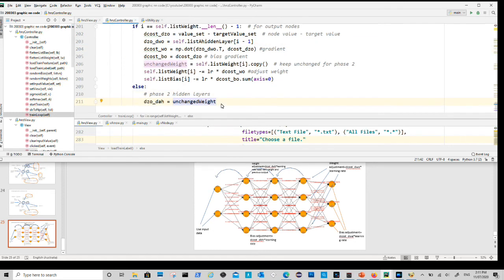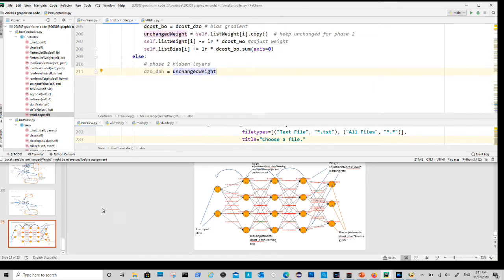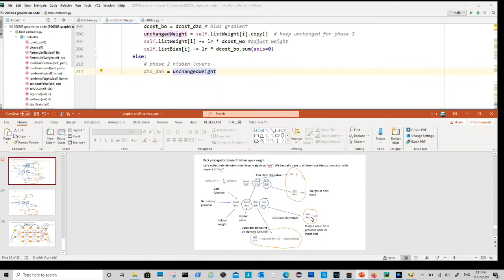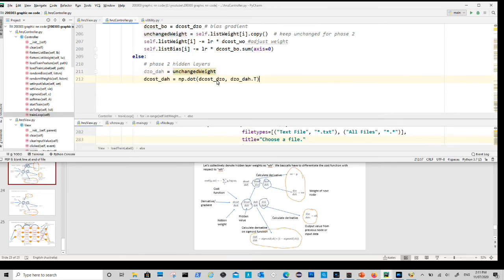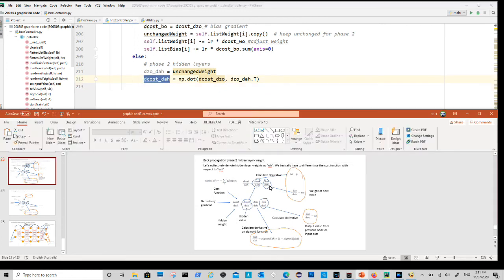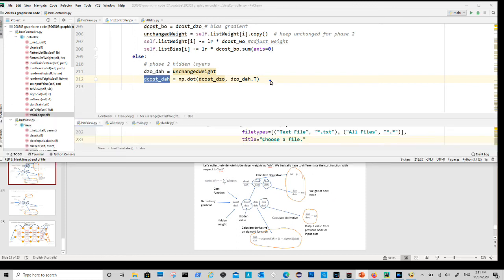DZO divided by DAH equals the unchanged weights from the next layer, which we have saved in phase 1. D cost divided by DAH equals the multiply of the current and target value difference and the weights from the next layer. And then we calculate the middle part on the right, the derivative of the sigmoid function.